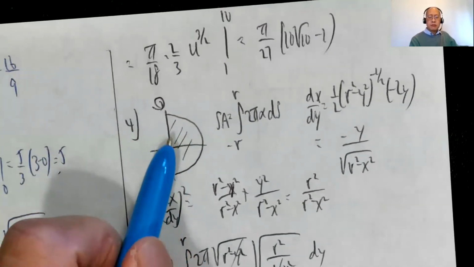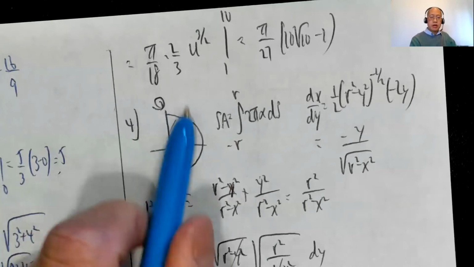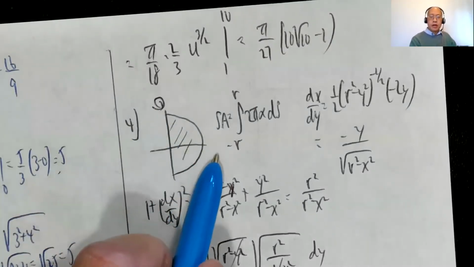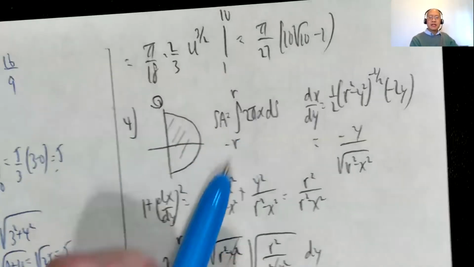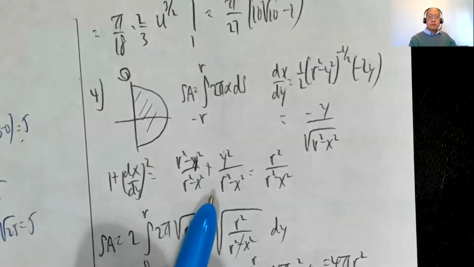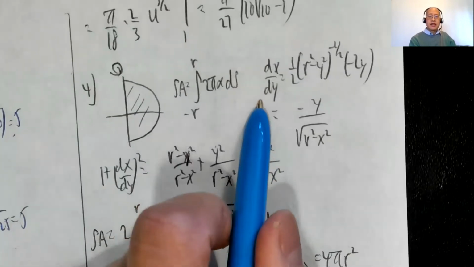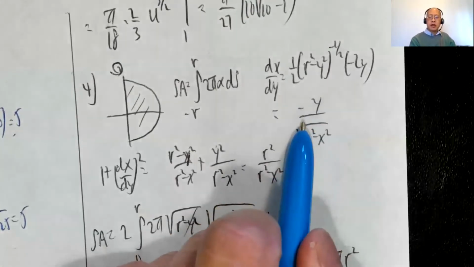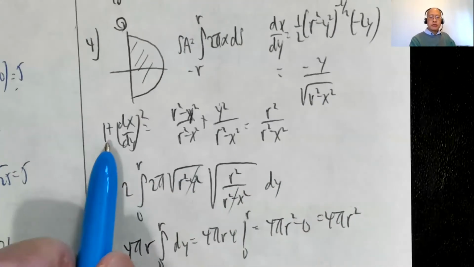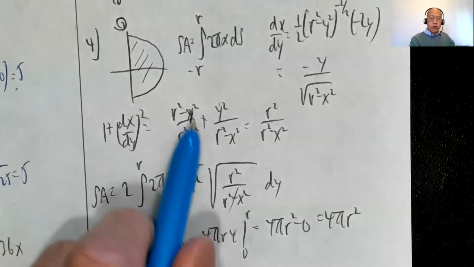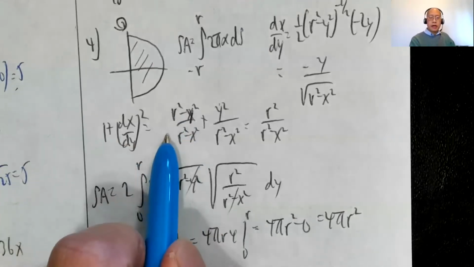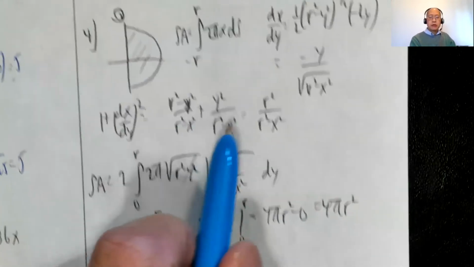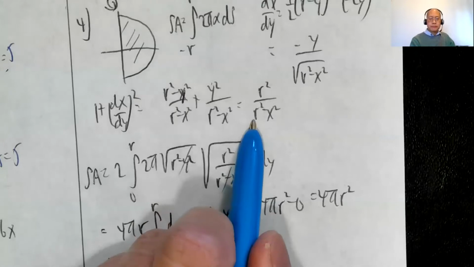Number 4. So I have this picture, spin it about the y-axis, finding the surface area of a sphere. So it's the integral from negative r to r of 2 pi x ds. So I find dx/dy, which is 1/2 (r squared minus y squared) to the negative 1/2 times negative 2y. 1 plus (dx/dy) squared is r squared minus x squared divided by itself, plus y squared over r squared minus x squared. Cancel, r squared over r squared minus x squared.